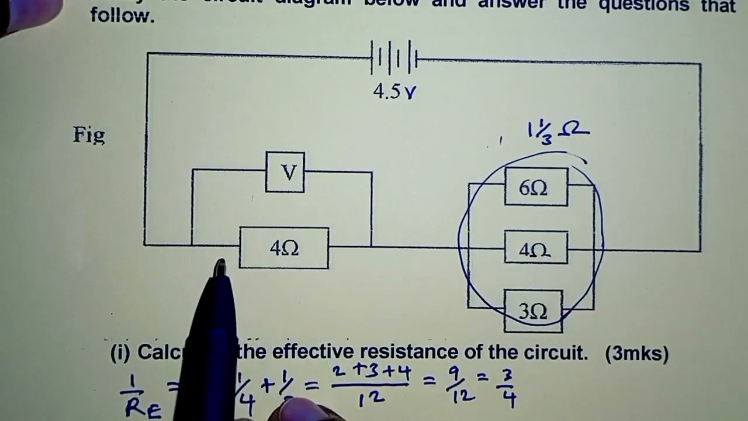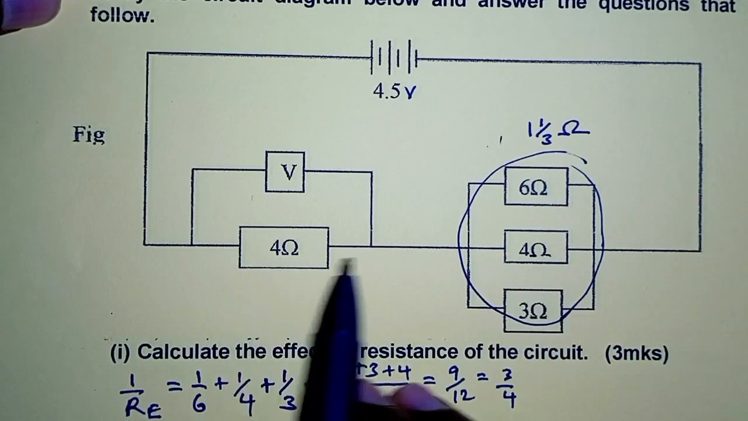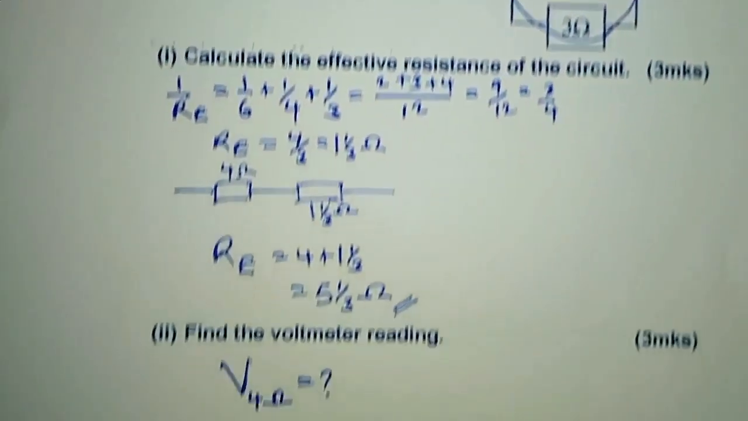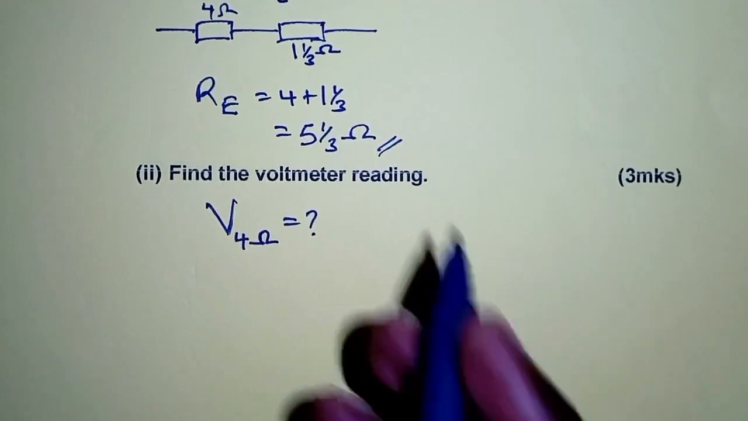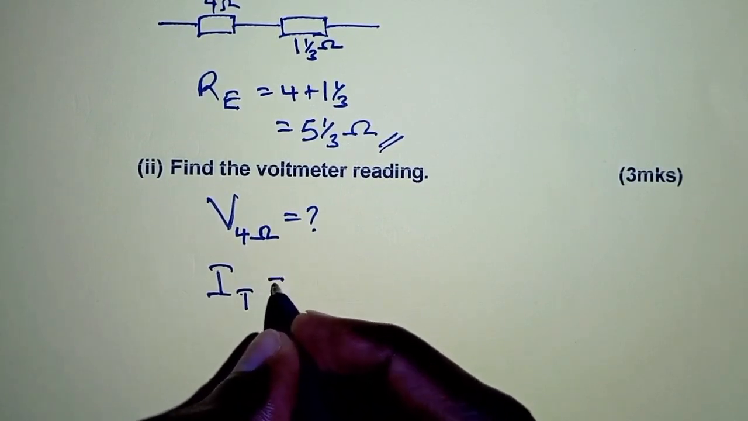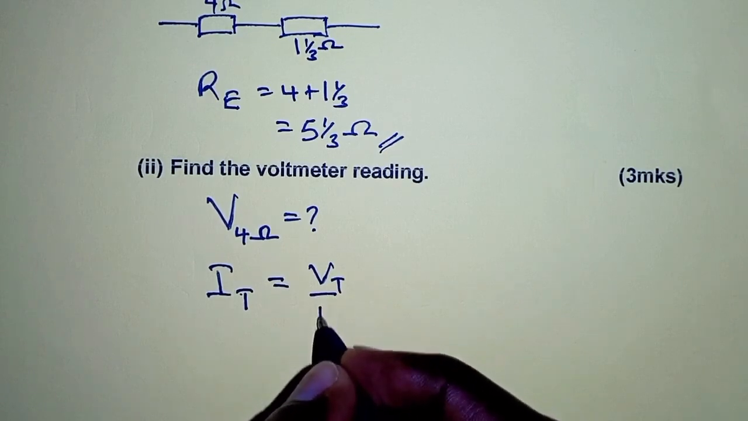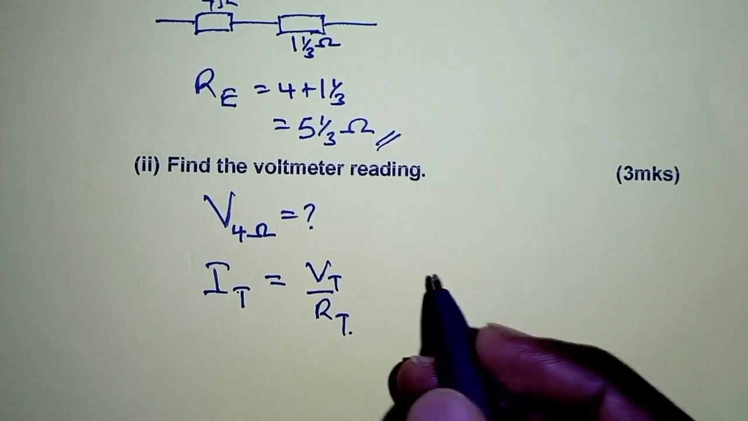It's also worth noting that for resistors in series, the current across each resistor is equal to the total current. So we are going to first of all begin by getting the total current. So the total current is given as the total voltage over total resistance. So here I'm just applying Ohm's law.